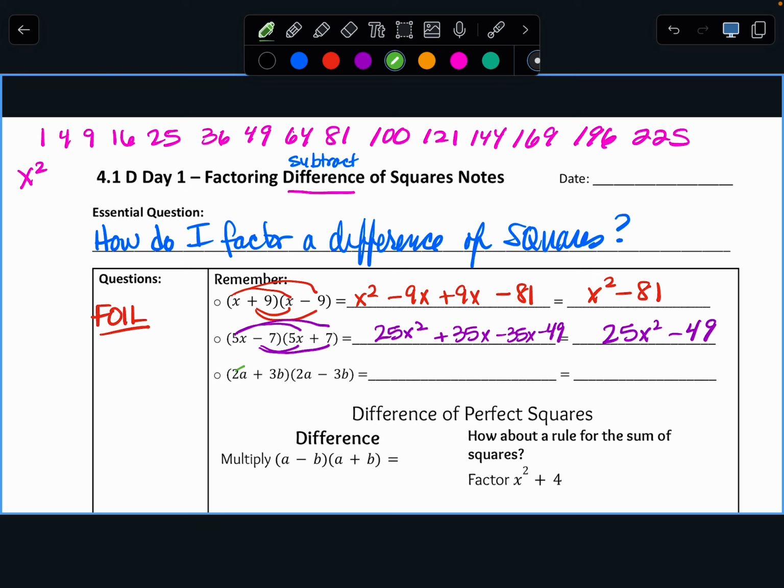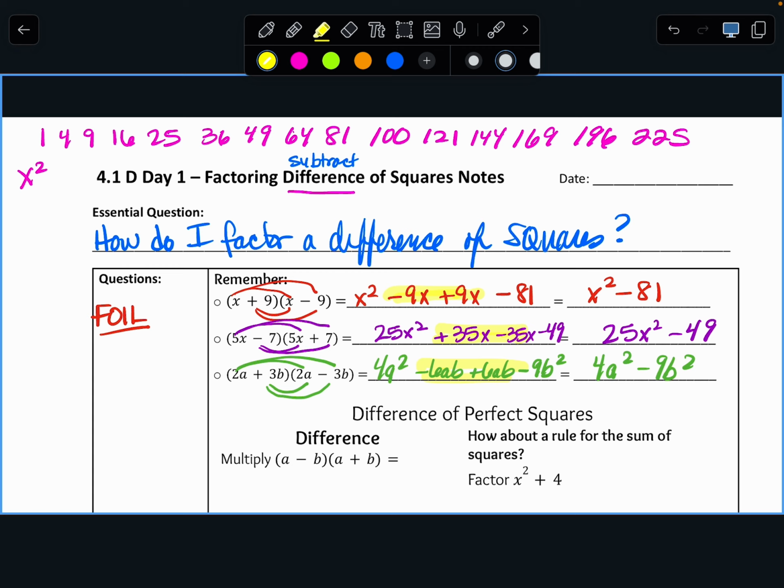The last one, 2a times 2a is 4a squared. 2a times negative 3b is negative 6ab. Positive 3 times positive 2 is positive 6ab. And plus 3 minus 3 multiplied is negative 9b squared. So when I combine like terms, I get 4a squared minus 9b squared, because in each of these the middle terms cancel each other out.